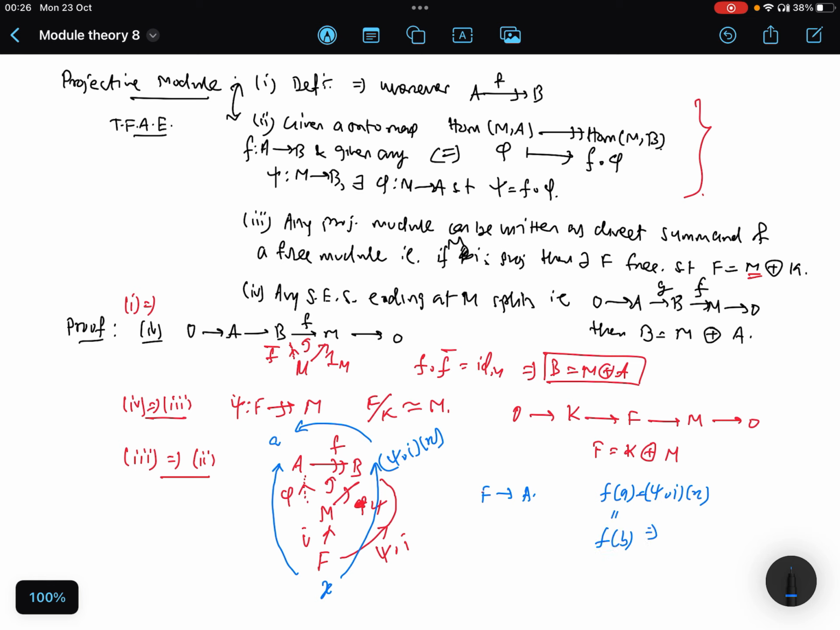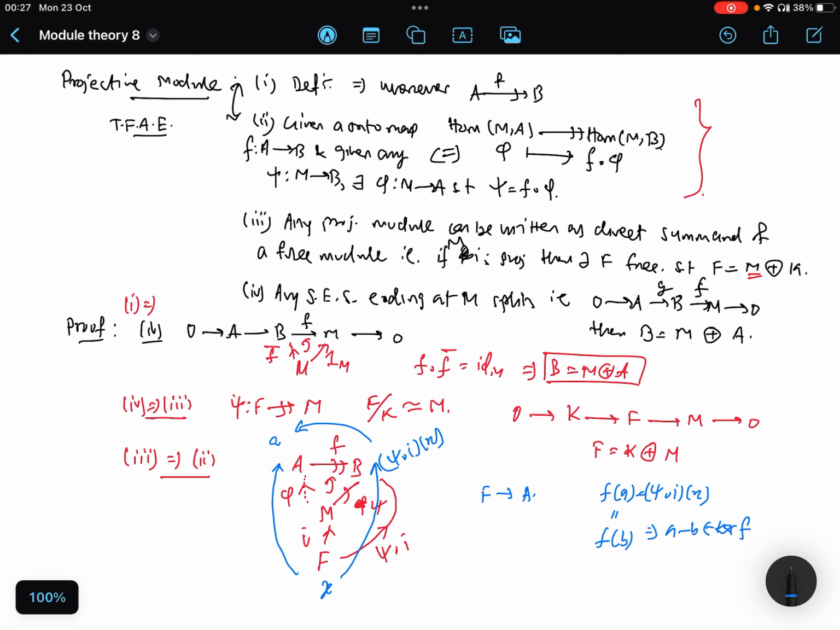So you get that a minus b is inside the kernel of f, so a minus b will go to 0 under f. What we need to show is that if there exists another preimage, it will not matter. That is what we needed to show.